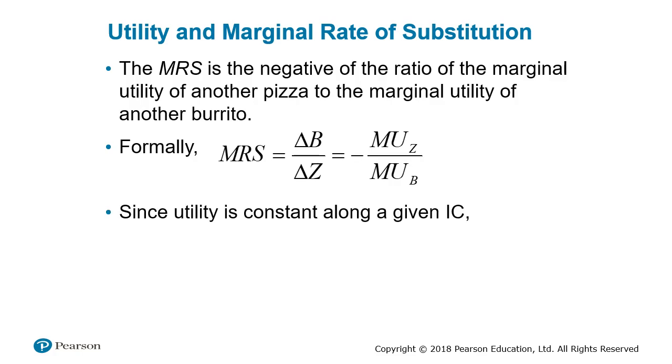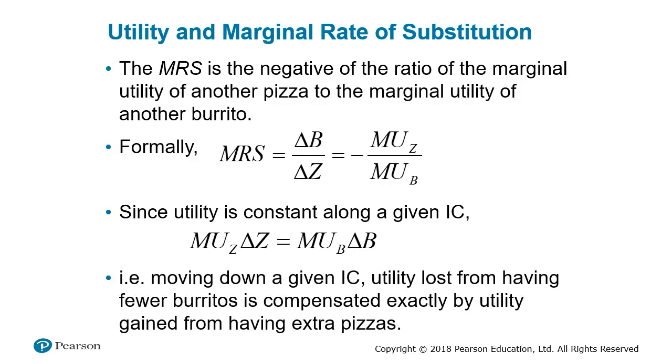Since utility is constant along a given indifference curve, as we shift down the indifference curve, for example, giving up burritos and consuming more pizza, the change in utility from the extra pizzas must exactly equal the change in utility from the fewer burritos. Those two amounts must totally offset each other. Why? Because utility is constant along the indifference curve. Moving down the indifference curve, the utility lost from having fewer burritos must be exactly compensated by the utility gained from having extra pizzas.